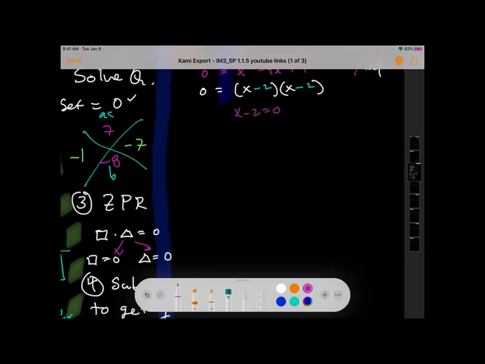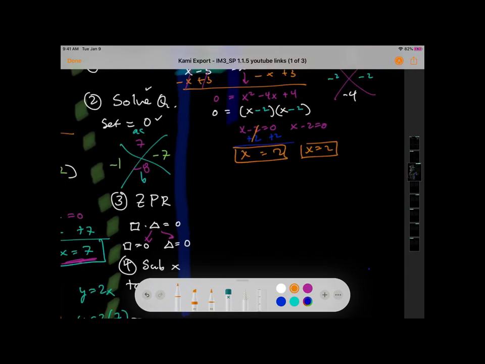Now, it sounds kind of weird, but you have the same problem. So why would you do the same problem twice? They call this a double root, and you'll kind of see what happens. So if I add 2 here, x equals 2, and you have x equals 2. Kind of weird, right? Why would you have it twice?